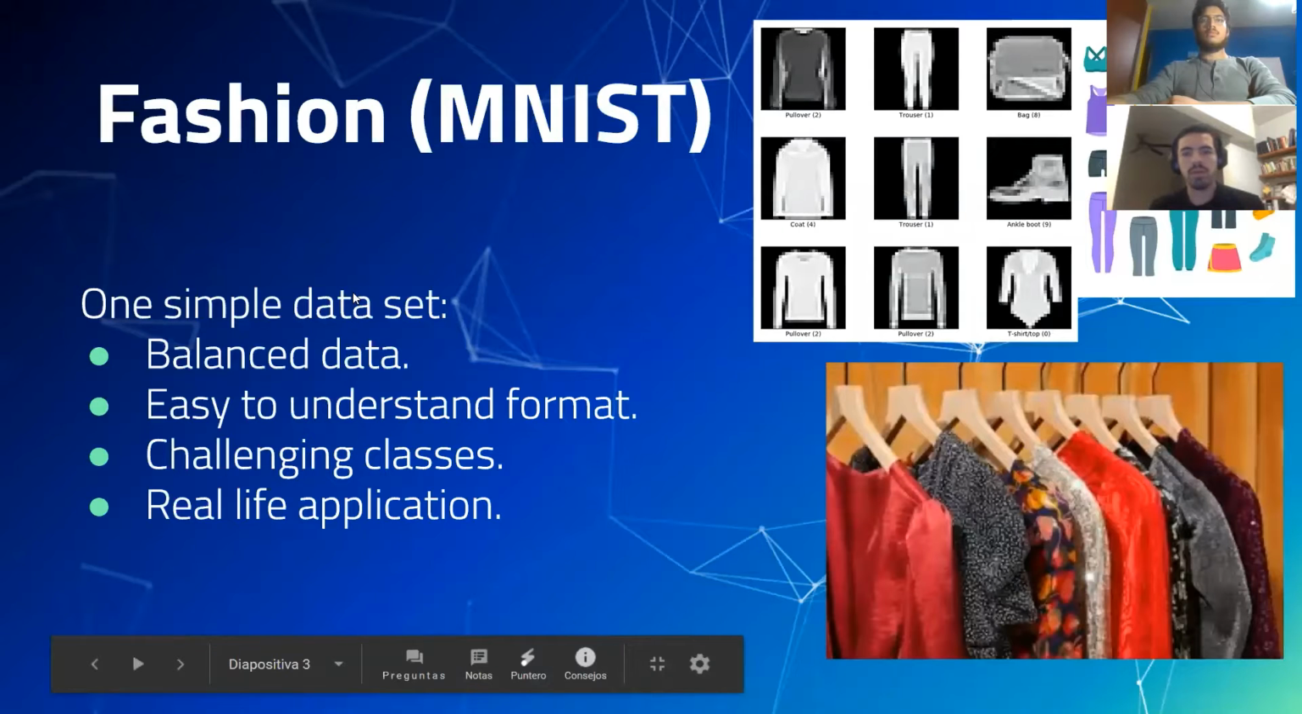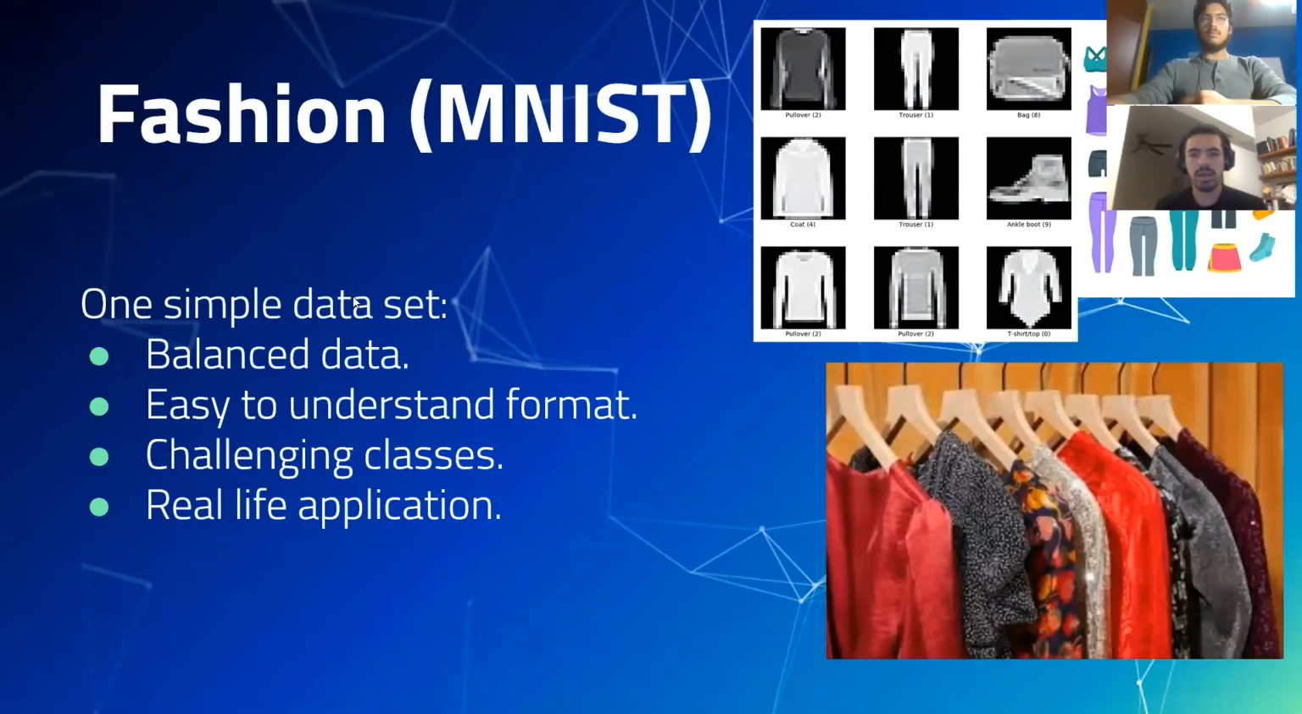Okay, why did we choose Fashion MNIST? Fashion MNIST is a simple dataset. It's similar to the handwritten numbers MNIST, that's why it's called MNIST, and it is balanced data. It has around 6,000 examples for each class, and it's easy to understand. You just transform the image into a vector. It's a 28 by 28 black and white image.